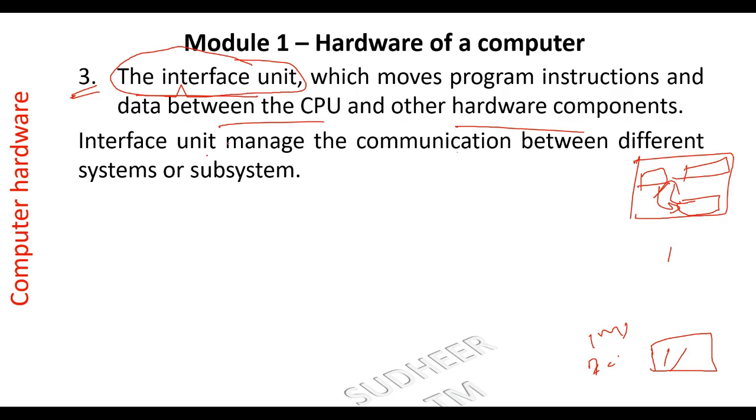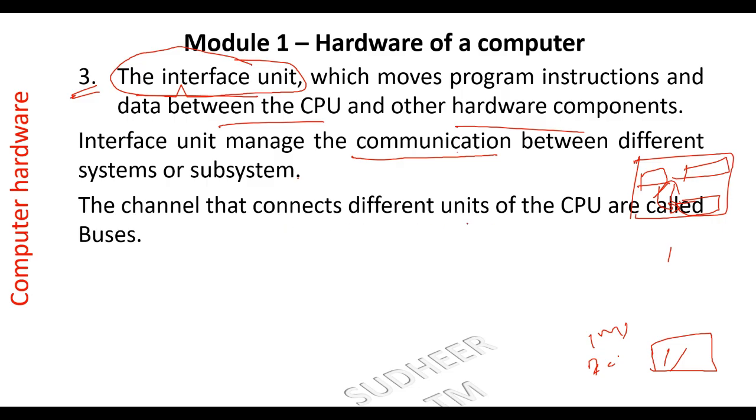So what is the interface unit doing? It will manage the communication between different systems or subsystems. It is just the communication. It is a physical channel between different units of your CPU or computer. The channels that connect different units of the CPU are called buses. We already used the address bus and the data bus. So what does a bus mean in computer organization or computer architecture? It is simply a physical or wired connection between different parts of your processor.